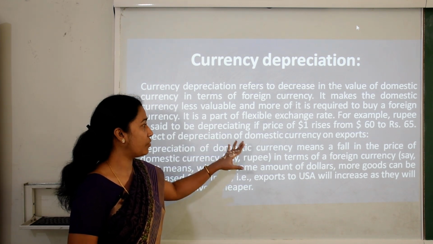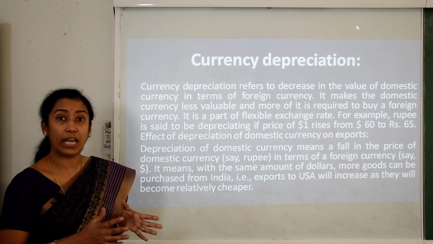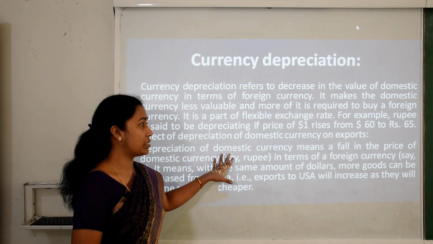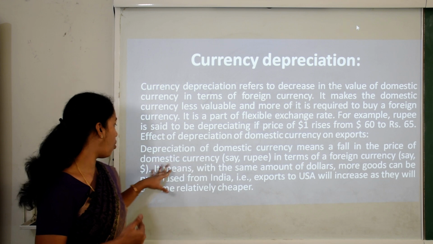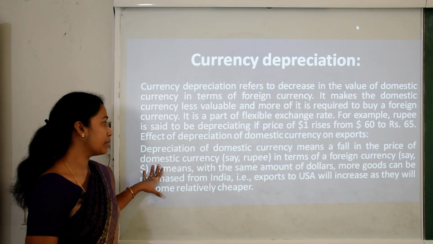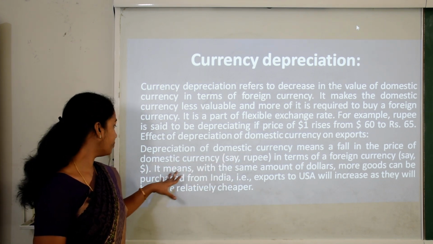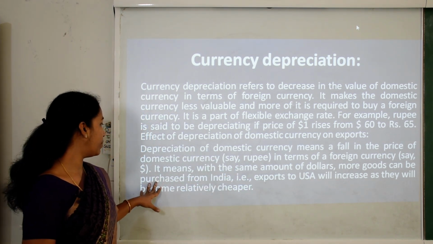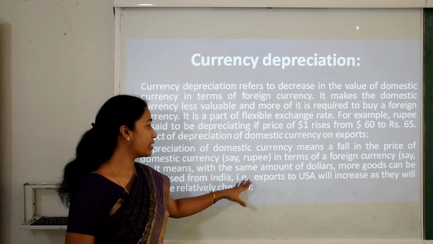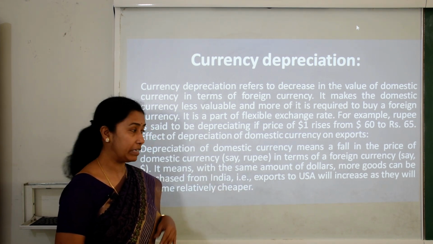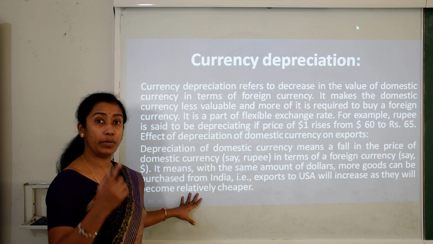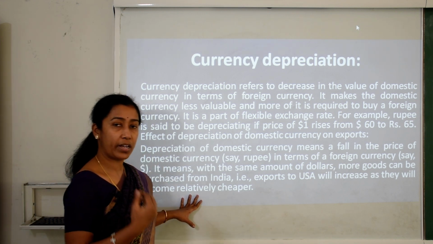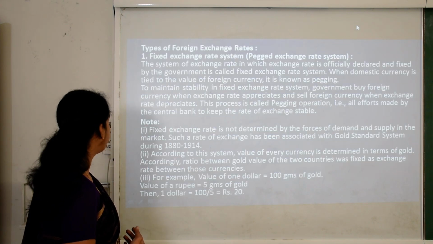Effect of depreciation of domestic currency on exports. Depreciation of domestic currency means a fall in the price of our domestic currency, say rupees, in terms of foreign currency. It means with the same amount of dollars, more goods can be purchased from India, that is, exports to USA will increase as it becomes relatively cheaper for foreign countries to purchase goods from our country. So our exports will increase.